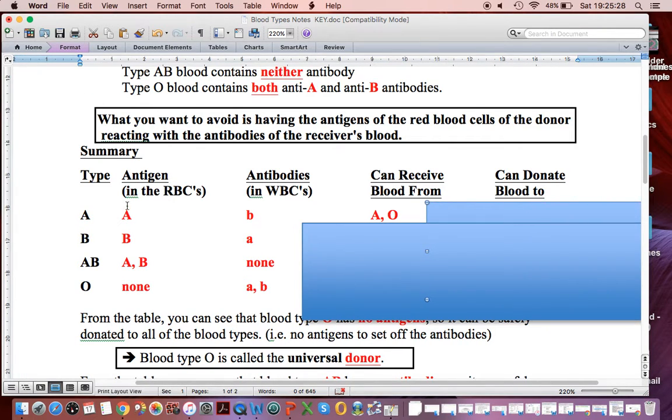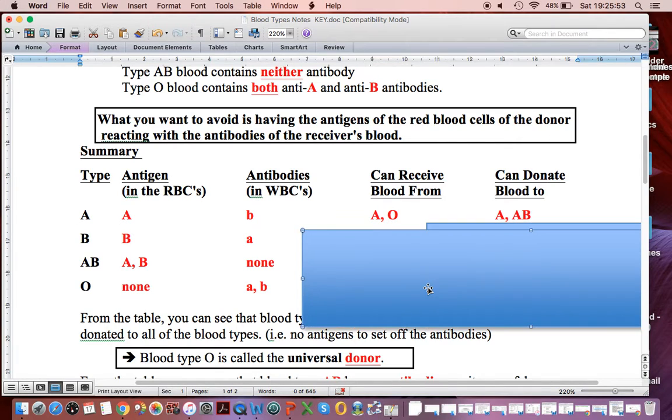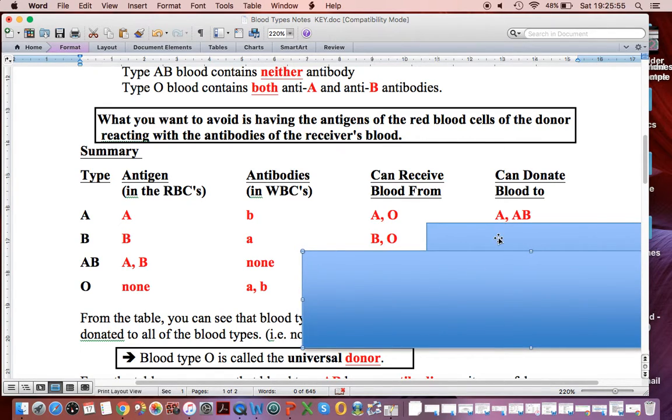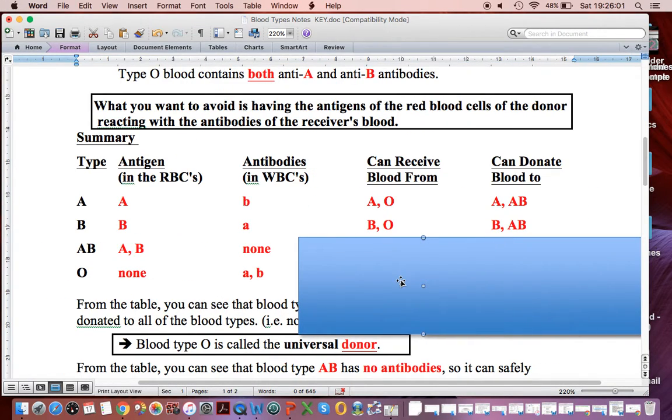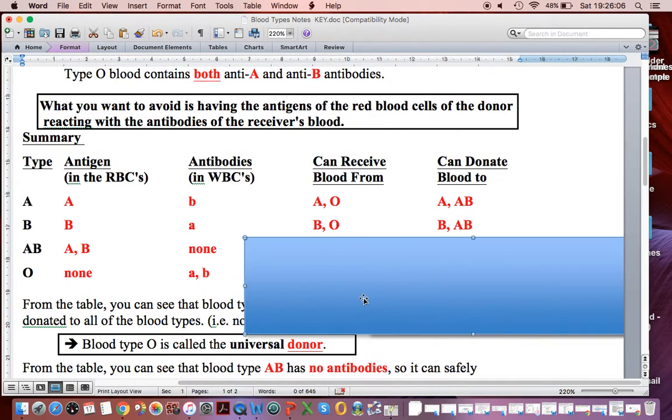Now it says, what can type A be donated to? Well, it can be donated to anything that doesn't have A antibodies. So it can't go to B, it can't go to O, it can only go to A and AB, because we don't get a matching of the letters. And that's why it says A and AB. The same thing is going to apply to type B. It's going to be B and O for receiving, and then B and AB for donating, for the same reasons as earlier.